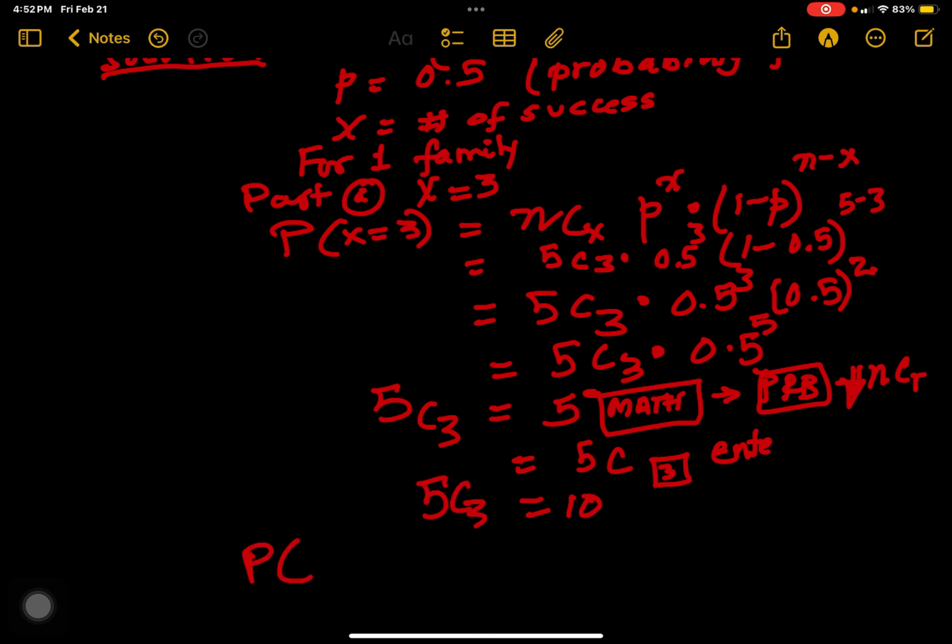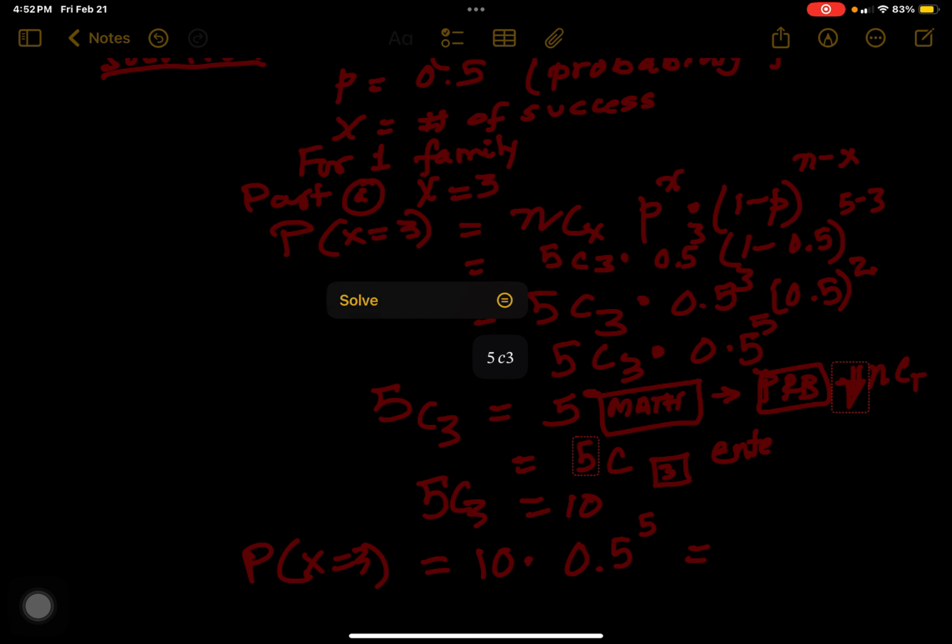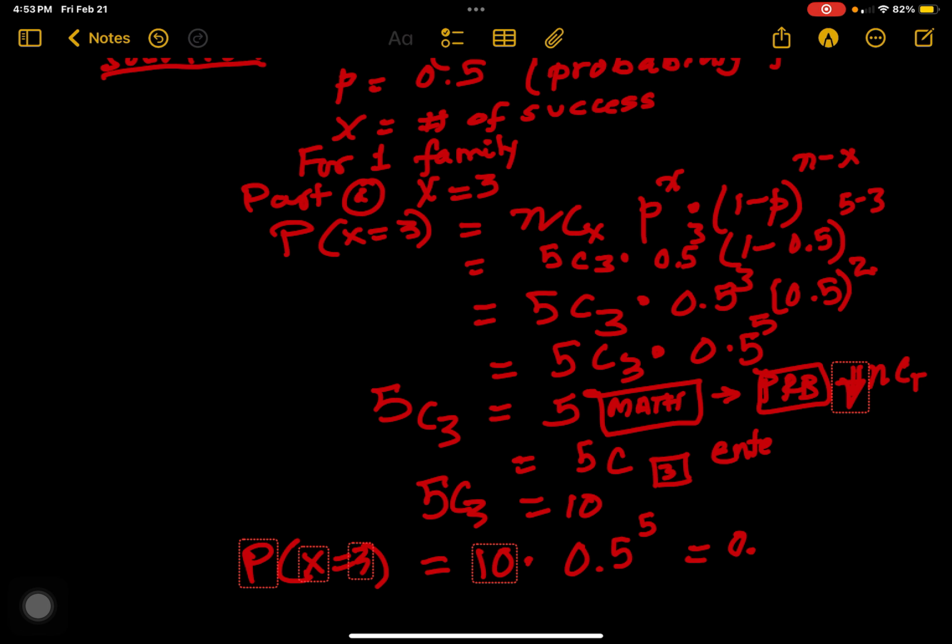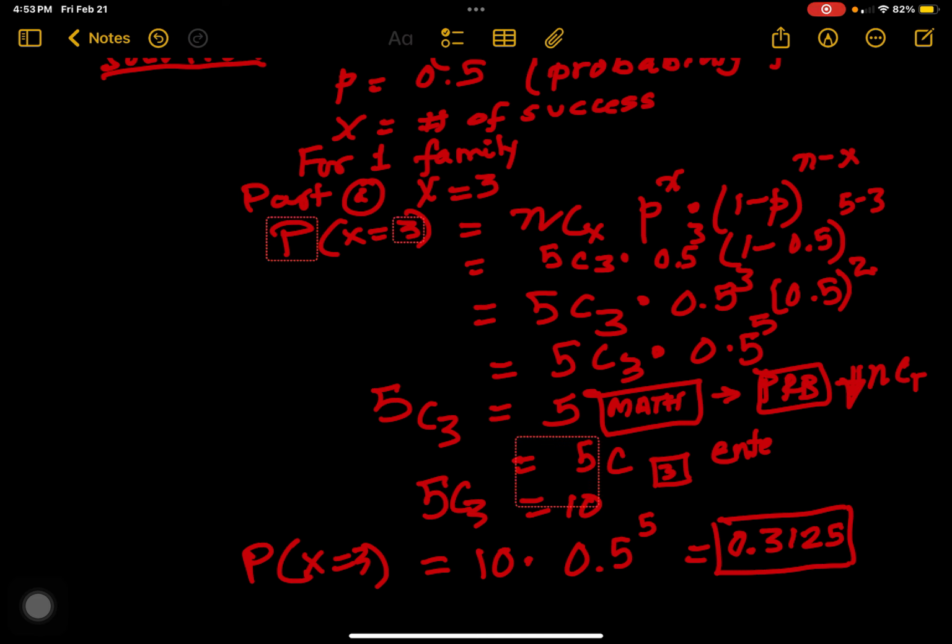So the probability of x equal to 3 is 10 multiplied by 0.5 to the power of 5. On the calculator we do 10 multiplied by 0.5 raised to the power of 5, and hit enter. And the answer is 0.3125. This is the probability for one family to have exactly 3 boys.